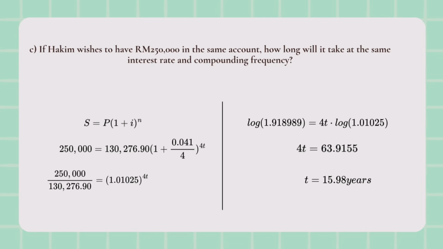Next, after substituting the values, we get 250,000 ringgit divided by 130,276 ringgit and 90 cent equals 1.01025 to the power of 4t. Next, by taking logarithm on both sides, we obtain t equals 15.98 years. Therefore, Hakim will need 15.98 years, or approximately 16 years, to reach 250,000 ringgit.